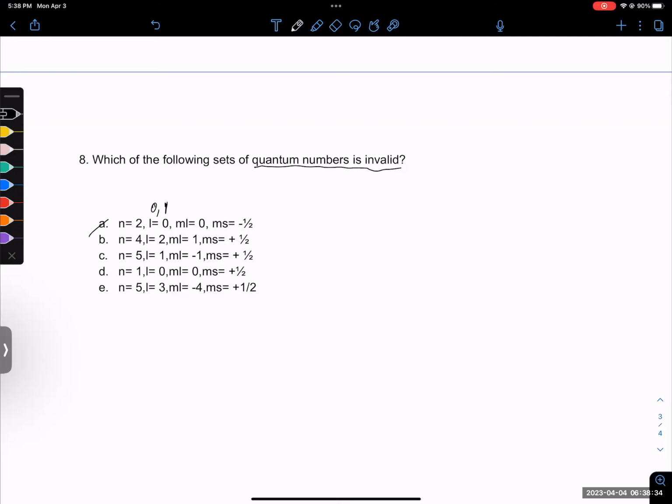Now B, same deal, n from 1 to infinity, 4 is a number in between there, so we're good. And then L is 2, so what values does L range from for D?